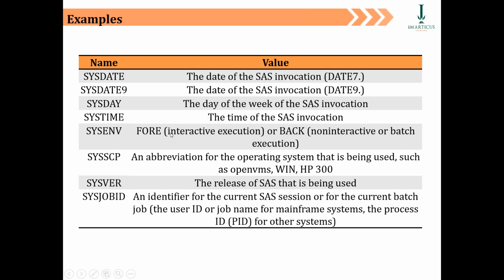Then SYSENV is basically for interactive execution or batch execution, it will provide that info. Similarly, SYSSCP is the abbreviation of what type of operating system is being used. SYSVER is the release of the SAS that is being used. We have already looked into 9.4. SYSJOBID is basically how many current SAS sessions for the current batch job are going on. Those informations it will provide to you.